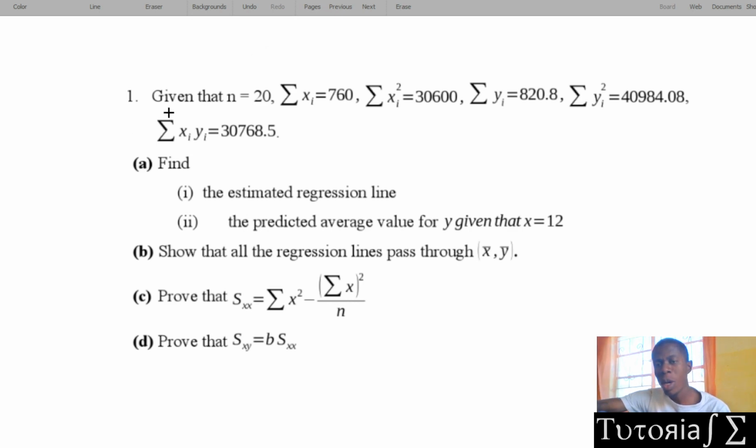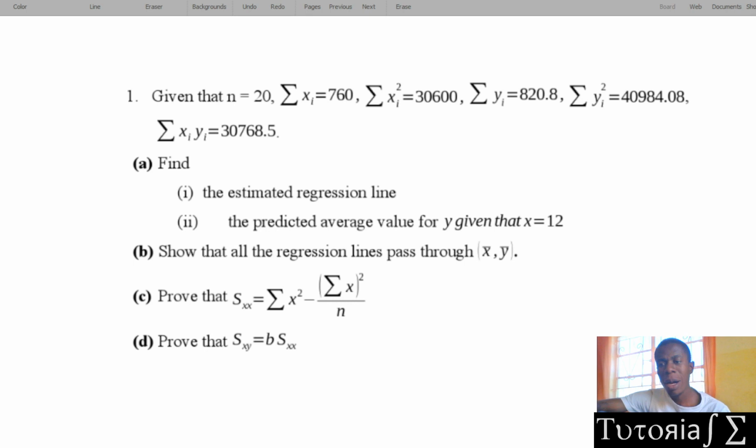All right, so given n is equal to 20, summation of x is equal to 760, summation of x squared is that, summation of y is that, summation of y squared is that, and summation of x times y is that. Find the estimated regression line. How do you find the regression line?